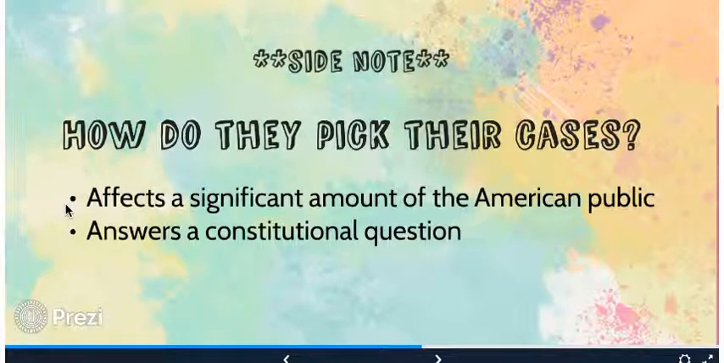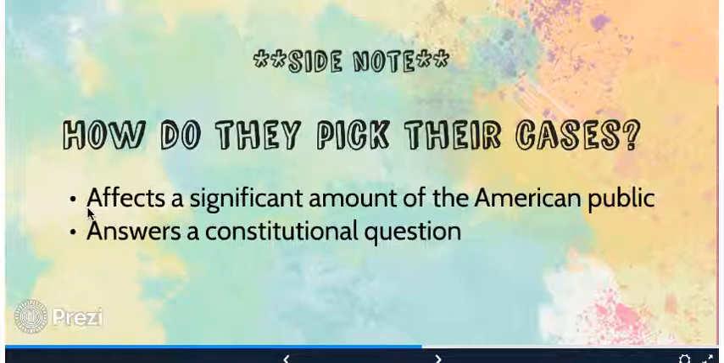So there are usually 2 factors that affect that. A, it affects a significant amount of the American public, or B, it answers a constitutional question. So they selected the case about gay marriage because it answers a constitutional question: is gay marriage constitutional? They chose Brown versus Board of Education of Topeka, Kansas because it affected a significant amount of the American public. It affected every single child that was school age, so 18 or younger, in all 50 states, as to whether or not schools should be integrated, okay? That type of case affects a significant amount of the American public, so they chose that case.